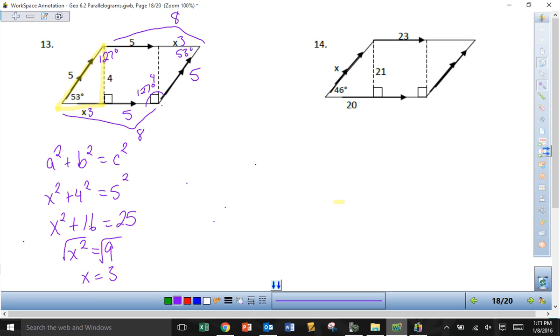Okay, pause the video and see if you can figure out all the missing pieces for number 14.